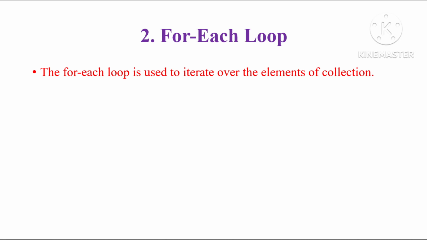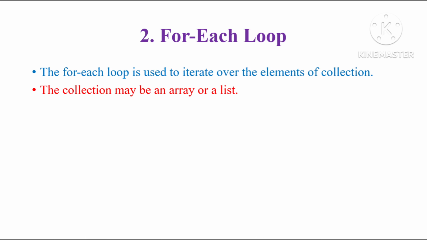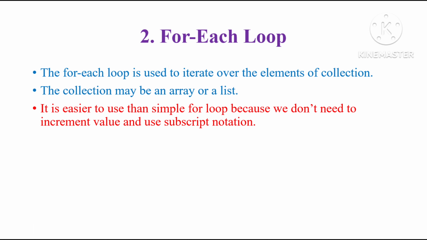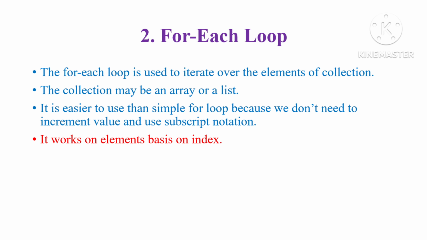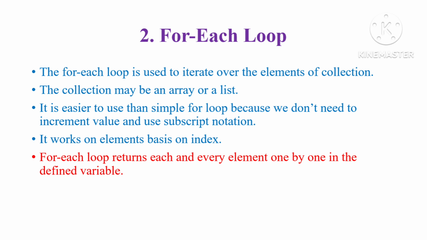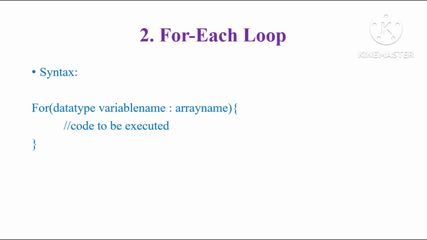Now let's see how to implement for each loop. For each loop is used to iterate over the elements of a collection. The collection may be an array or a list. It is easier to use than simple for loop because we don't need to increment value and use subscript notation. It works on the basis of index. For each loop returns each and every element one by one in a defined variable. This is the syntax of for each loop. In this we use a variable to store elements of the array.